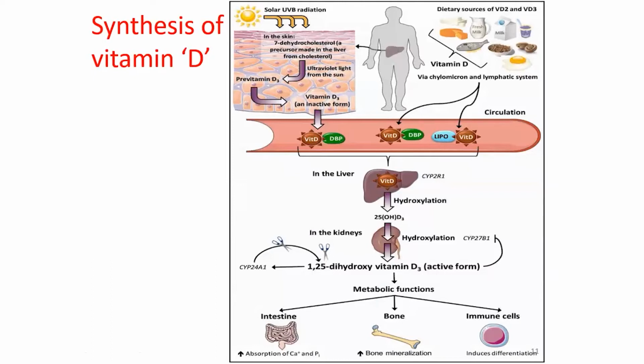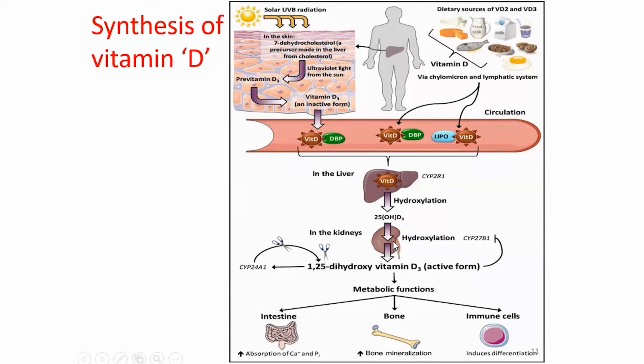Coming to the synthesis part, whether we take it through the diet or through skin exposure to sunlight, the 7-dehydrocholesterol present in the skin is initially converted to vitamin D3. This combines with vitamin D binding protein and circulates in combination with it. That complex enters the liver first. In the liver, the first hydroxylation reaction takes place by the 25-hydroxylase enzyme, converting vitamin D3 to 25-hydroxy vitamin D. Then it is transferred to the kidneys.